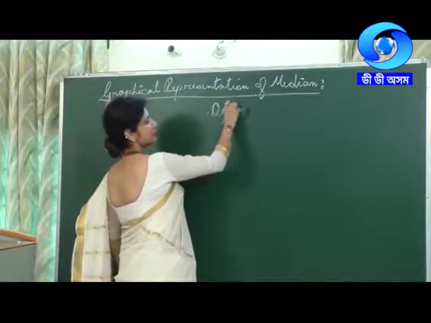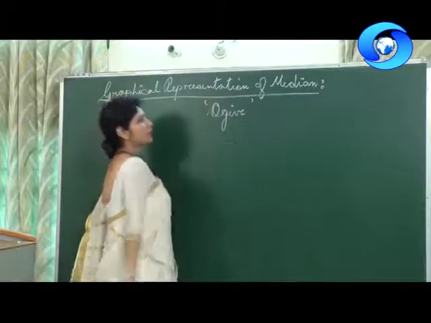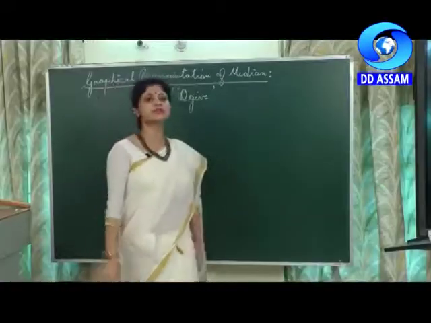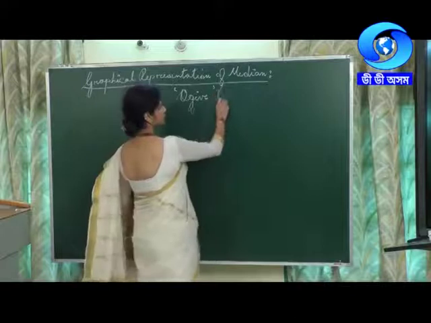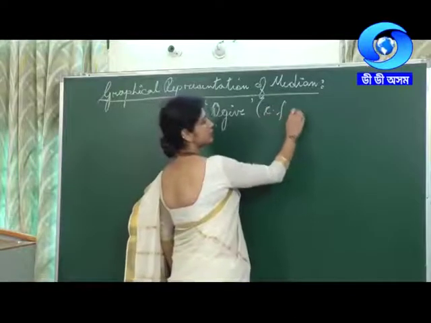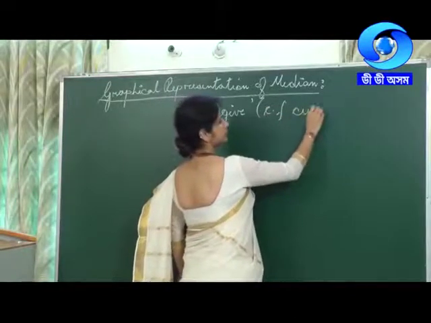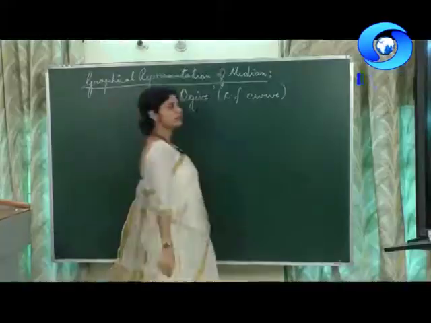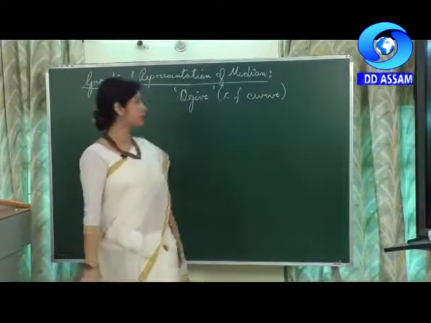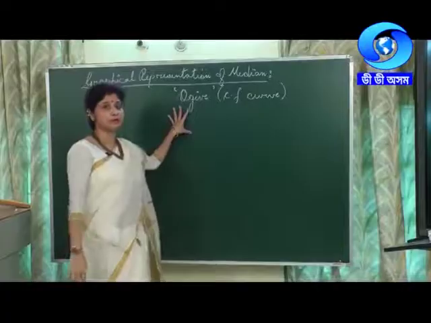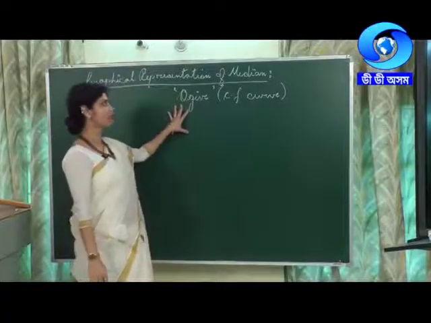Yes? What is an Ogive? Ogive is the cumulative frequency distribution curve, the cumulative frequency curve. Yes, there are two types of Ogive as you already know, and I think you can brush up a little bit on what you have already learned.